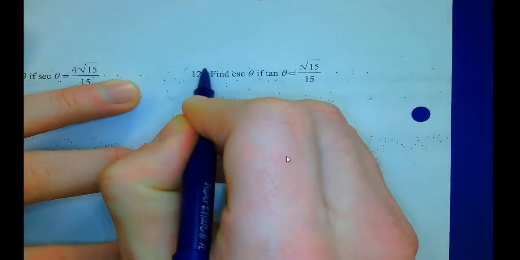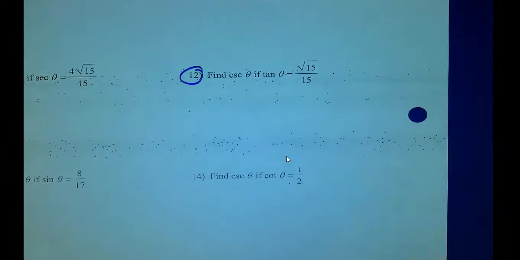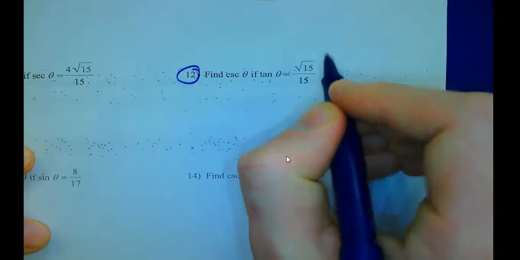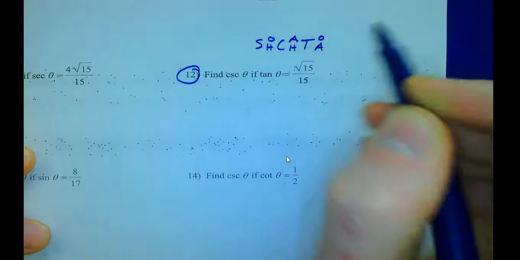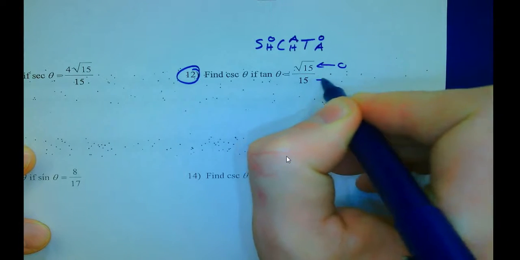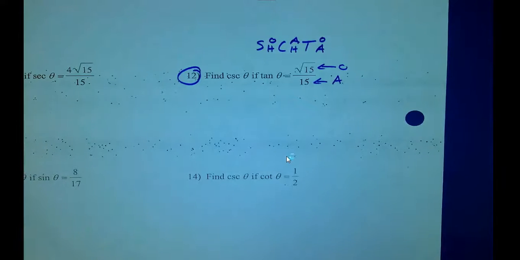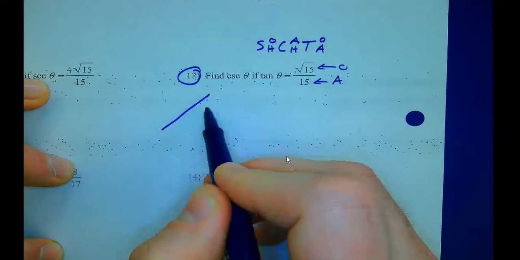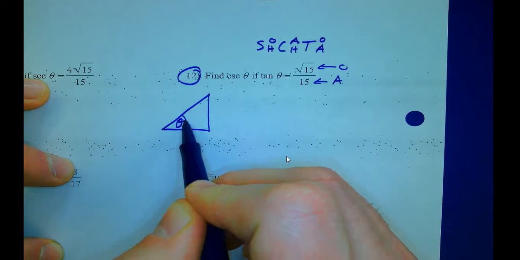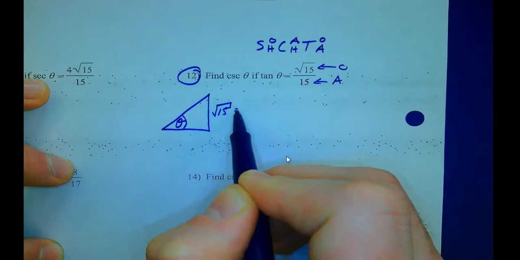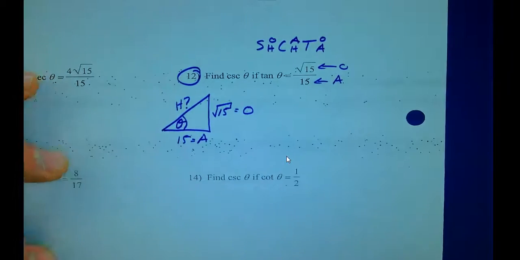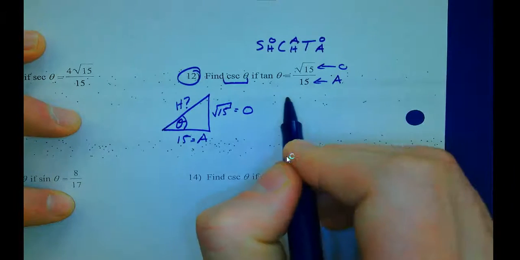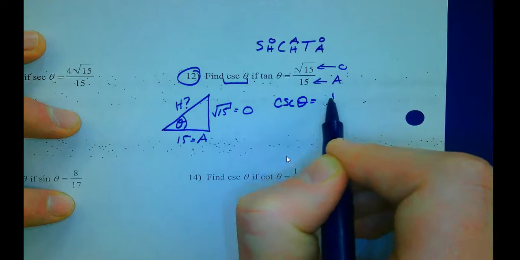Okay? So number 12, you have tangent of theta and you're looking for cosecant of theta. So tangent of theta we know from SOHCAHTOA, remember you have to memorize this, that tangent is opposite over adjacent. Therefore, we have the opposite and we have the adjacent, but we don't have the hypotenuse. If you were to draw the triangle, it would look like this. Okay, theta here, the square root of 15 would be on the opposite side, and the 15 would be on the adjacent side. We don't know what the hypotenuse is.